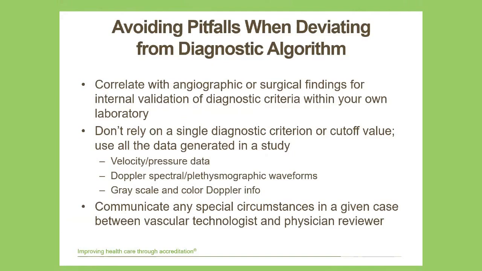The velocity or pressure data, Doppler spectral waveforms or plethysmographic waveforms, grayscale and color Doppler information can all contribute to an overall picture that might supersede a single anomalous criterion. And also, if there are any special circumstances or clinical information in a given case, those should clearly be communicated between the vascular technologist performing the test and the physician interpreting it.